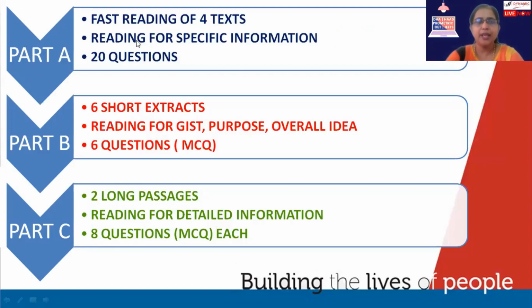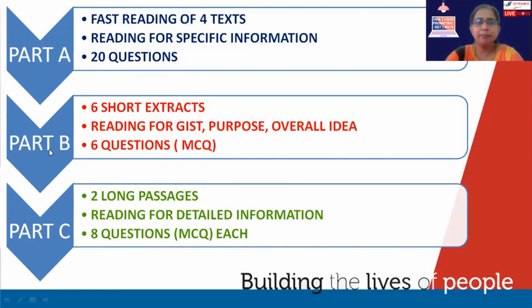In part A, you'll be getting 4 texts which are related to a common topic. And here you will be reading very fast to get some specific information. There will be 20 questions in total, and you get only 15 minutes to complete part A. So here the candidates find the time constraint the most challenging factor.